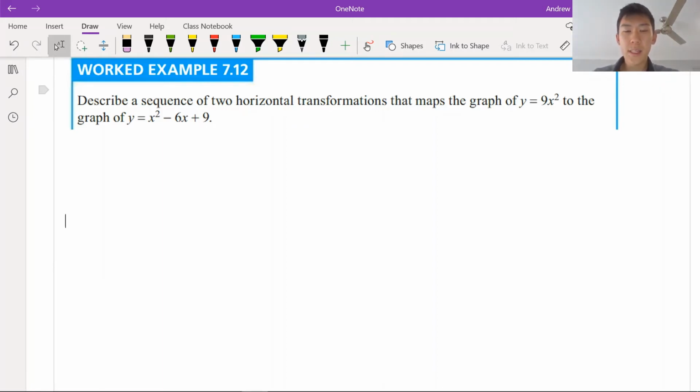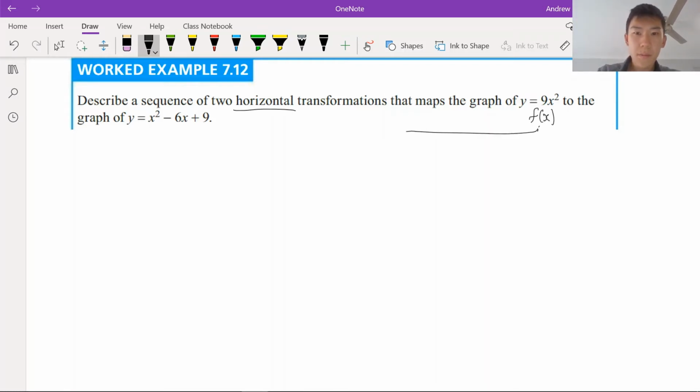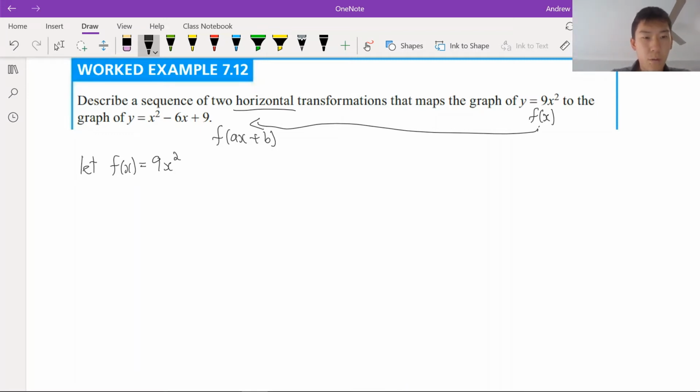So we want to see what sequence of transformations, horizontal transformations, that means we want to go from here. So this is our f of x. We want to go to, since both transformations are horizontal, f of ax plus b. Let me show you how to do this. We're actually going to start with this one here. So let f of x, that's your original, the one we want to start off with.